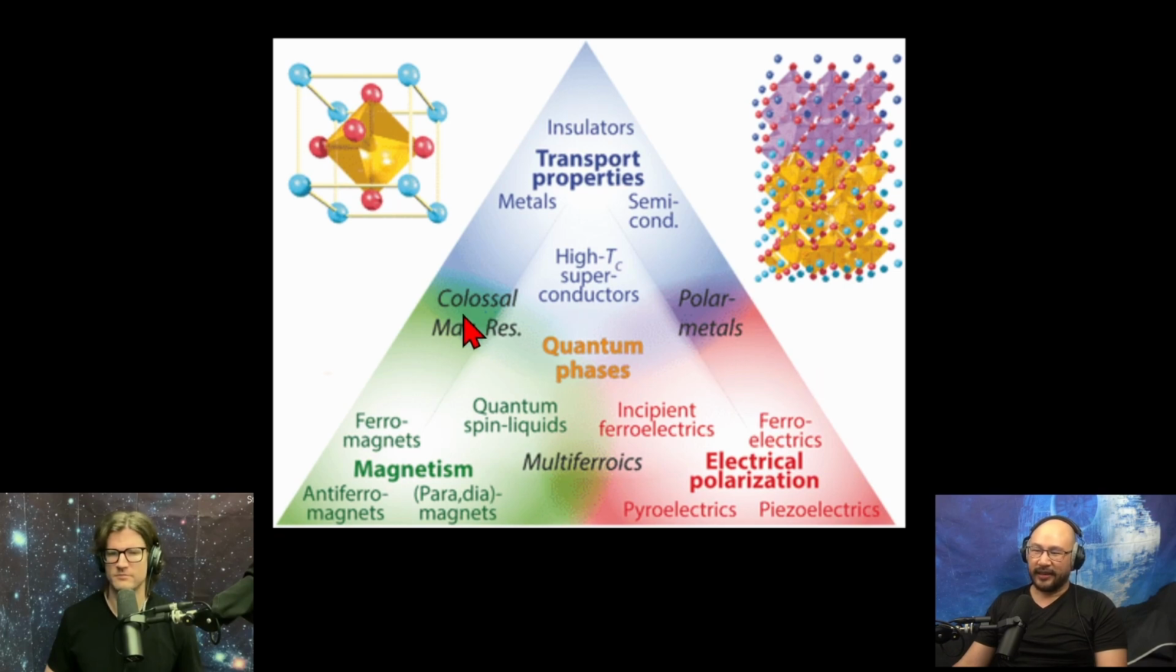There's colossal magnetoresistance, polar materials, semiconductors, insulators, electrically polarized materials, where if you just have it sitting, it's naturally going to be a positive and a negative. It just does it on its own. And then you have magnetism, and also the combination of you could have something that's magnetic and also electrically polarized, a multiferroic.